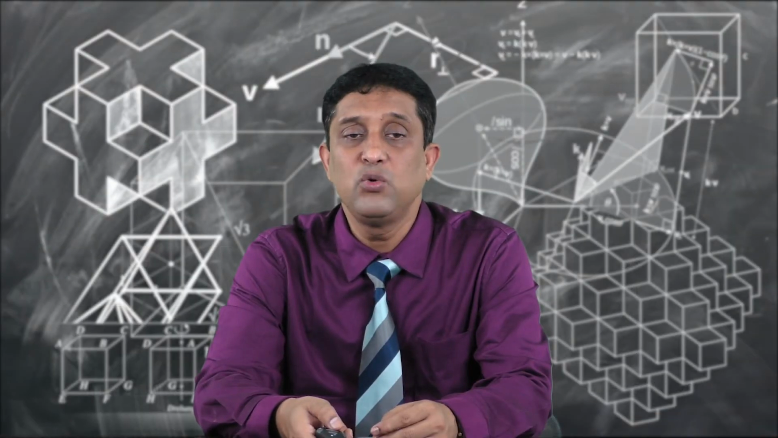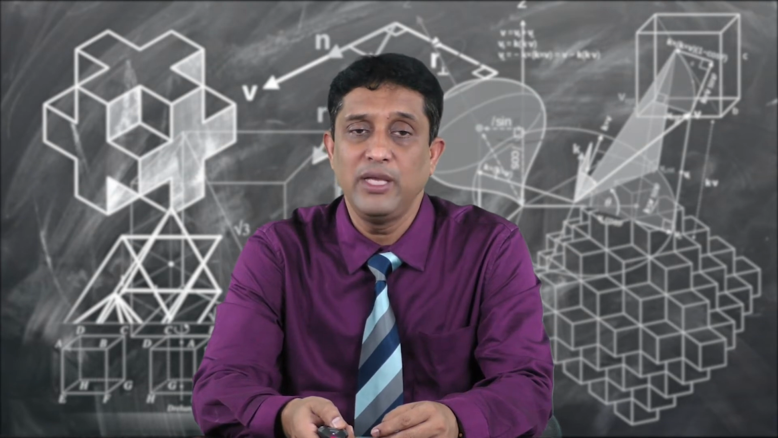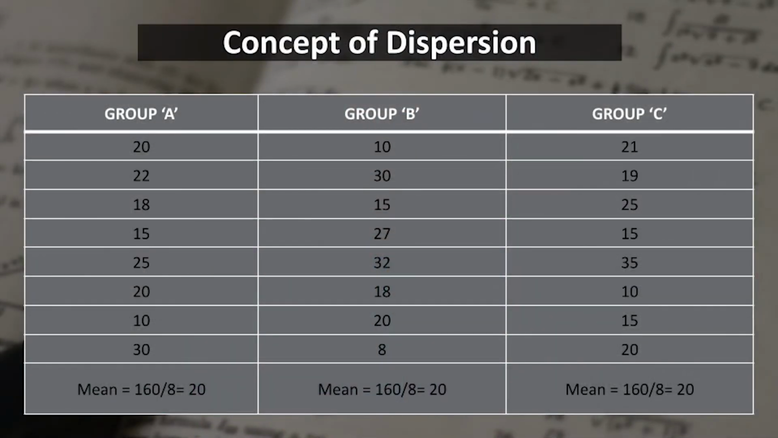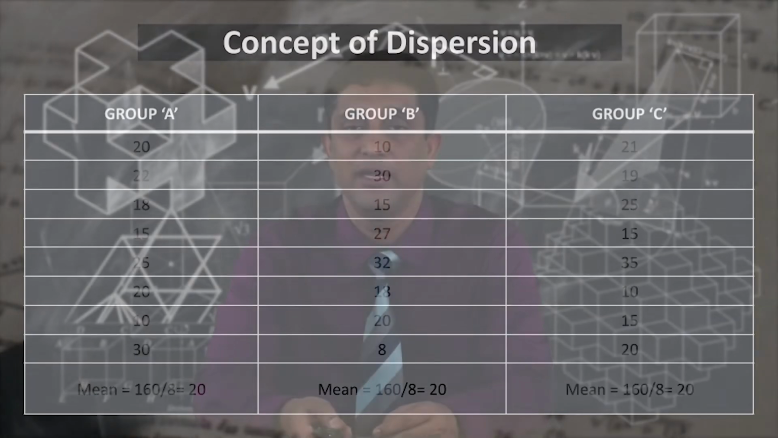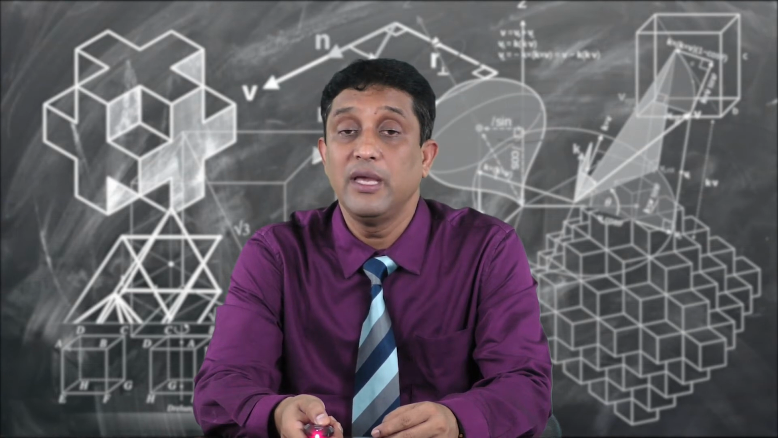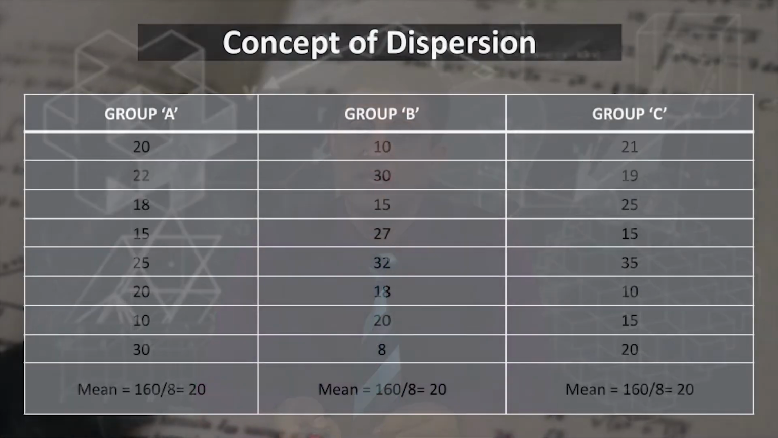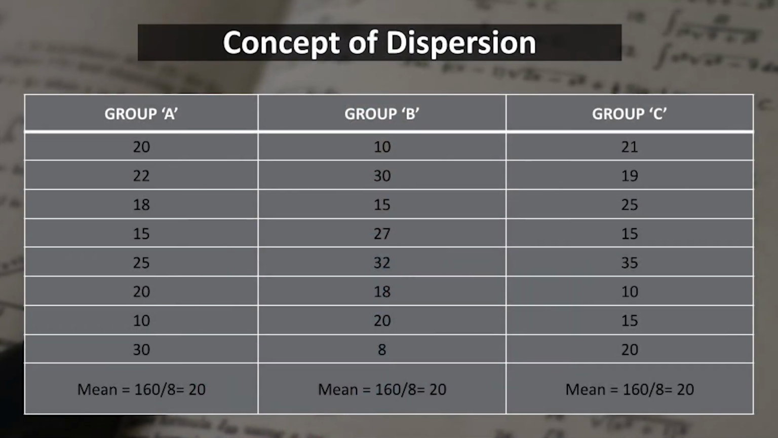And here you see scores are given in group A, just like 20, 22, 18, 15, 25, 20, 10 and 30. So 8 different scores are given. And in group B, again, this is another group, 8 students are there, and scores of 8 students in group B are also given. And accordingly in group C, scores of 8 students are also given.